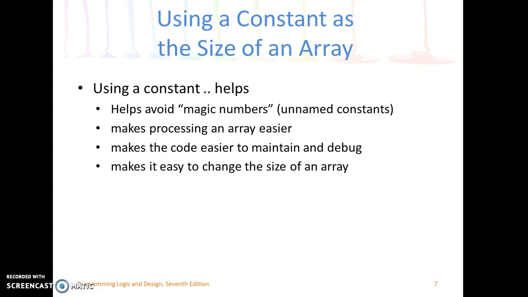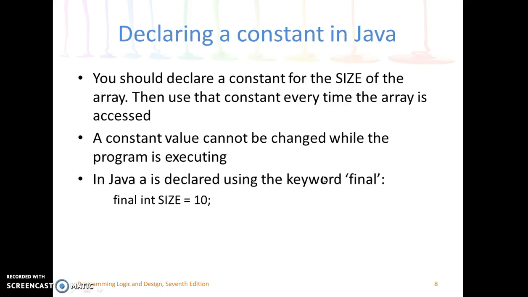It is often typical to use a constant to declare the size of an array, and the reason for that is you avoid what we would call magic numbers, which are numbers that we don't know what they mean in the program. If we look at the program in a year, we might not recognize what that number is. It also makes resizing and processing the array easier. It makes the code easier to maintain, and it makes it easy to change the size of the array.